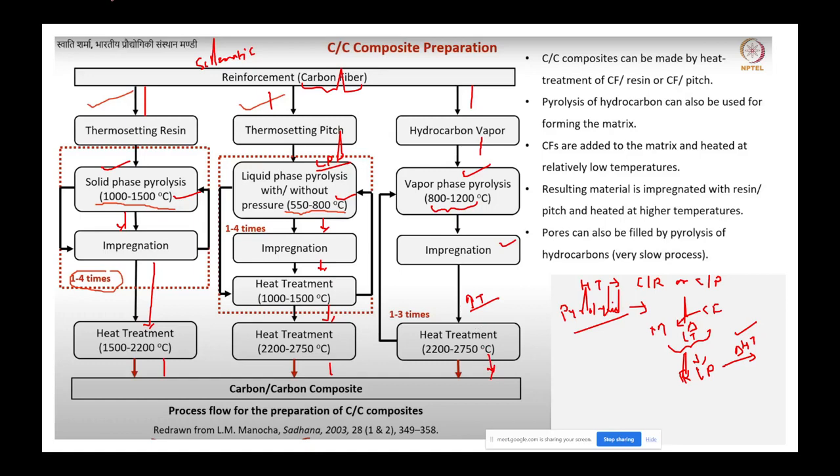So this is the process flow of how you can prepare a carbon composite. It depends on whether you start from carbon fiber with resin, carbon fiber with pitch, or a hydrocarbon vapor. Depending on where you are starting, you will need to follow this kind of flow: what temperature you have to maintain, and after impregnation, what temperature again you have to give for the heat treatment. So these are the processes for carbon composite preparation.